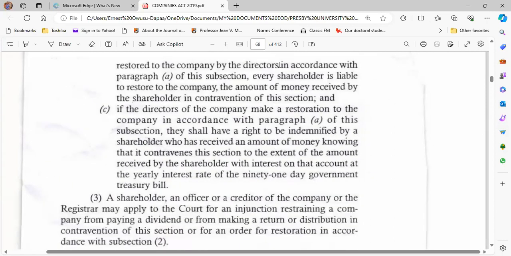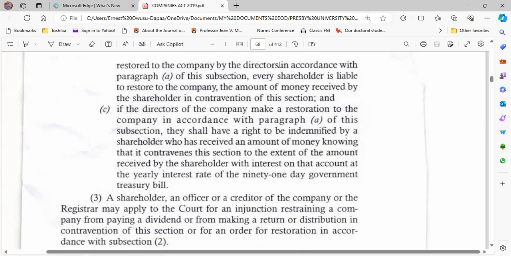Now, the C makes a variation to bring some fairness into the blame game. So if the directors of the company make a resolution to the company in accordance with paragraph A, as we have seen, that they pay and also pay the 91-day government treasury bill rate as interest, they shall have a right to be indemnified by a shareholder who has received an amount of money, knowing that it contravenes this section to the extent of the amount received by the shareholder with interest on that account at the yearly interest rate of 91-day government treasury bill.